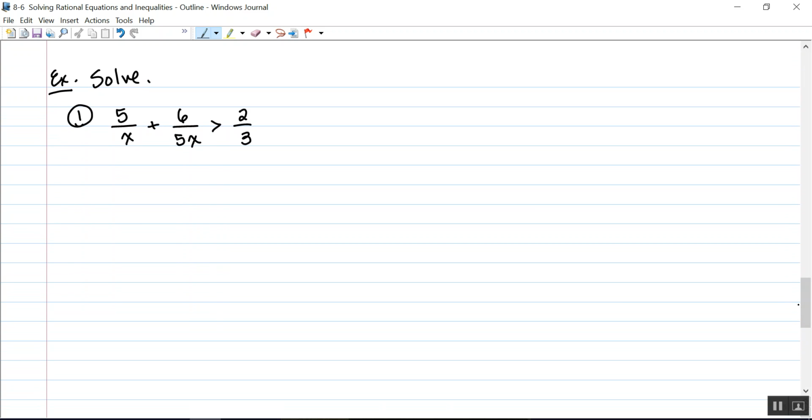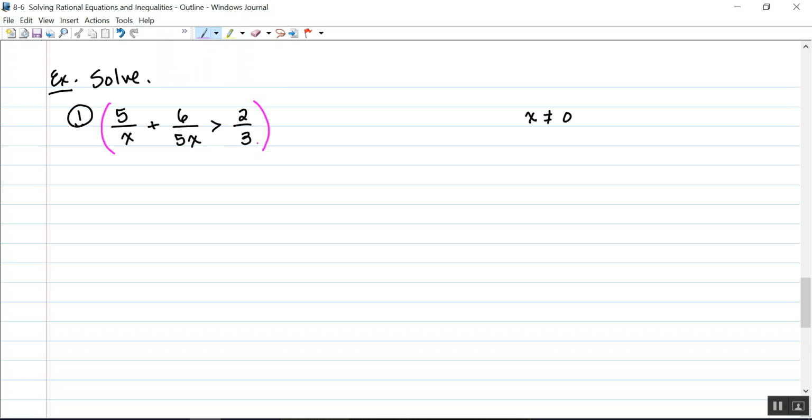So here we have 5 over x plus 6 over 5x is greater than 2/3. So my excluded values would be x cannot equal 0. So that's going to be one of the numbers on my number line. Actually, let me move that over here a little bit so I have some room for my common denominator. My common denominator would be a 15x.